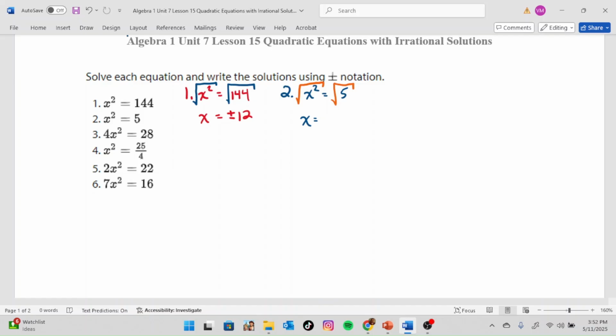Now on the right side, the square root of 5 is not a perfect square. It's going to be a decimal that doesn't repeat and doesn't end. So for something like this, the best and most accepted way to write this would be that x equals plus or minus the square root of 5. This is the most accurate way to represent the answer, because if I try to change it to a decimal, at some point I'm going to cut it off and round, and so it's not quite as accurate as just leaving it as the square root of 5.